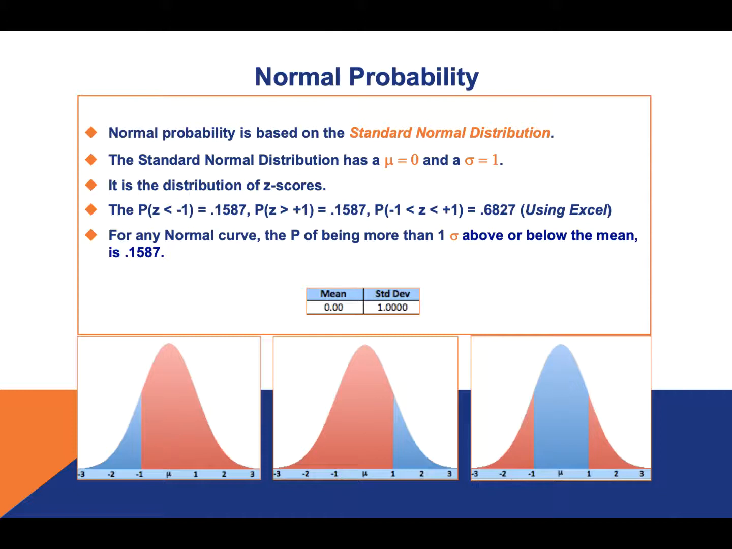This is because normal probability is based on the standard normal distribution, which has a mean mu of 0 and a standard deviation sigma of 1. It is essentially the distribution of z-scores. If we input a value for the mean of 0 and a value for the standard deviation of 1, we can see the same probabilities, 0.1587, except instead of inputting 15 and 25, we would input the z-score, -1 or +1.